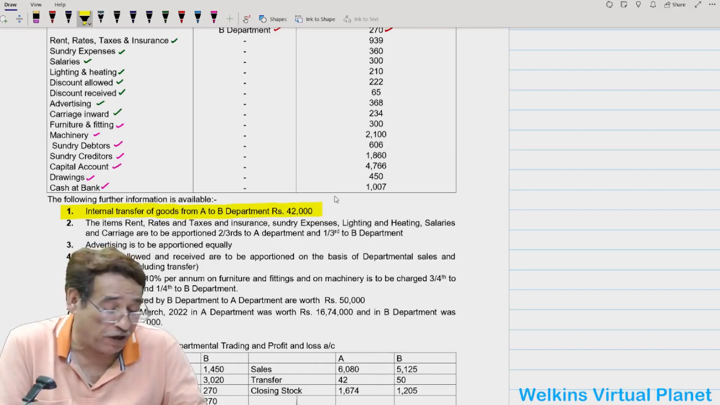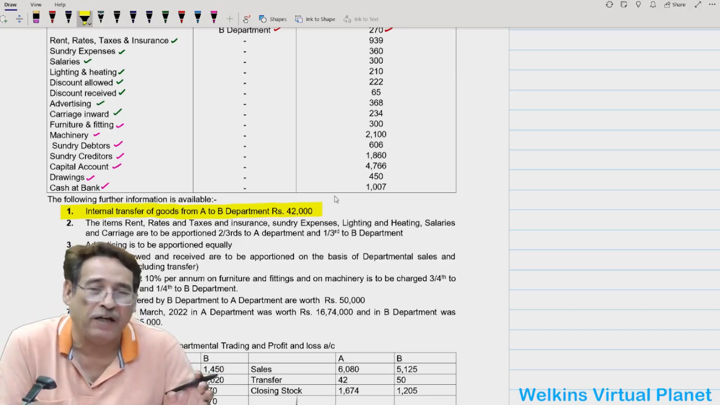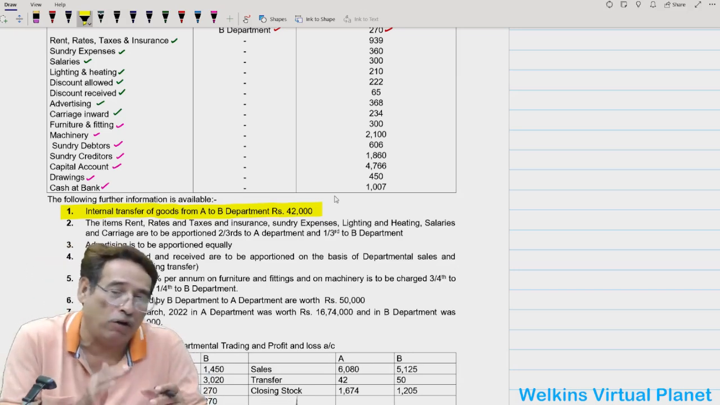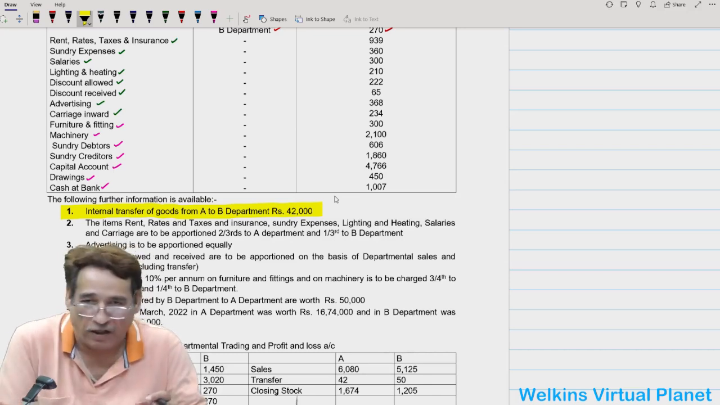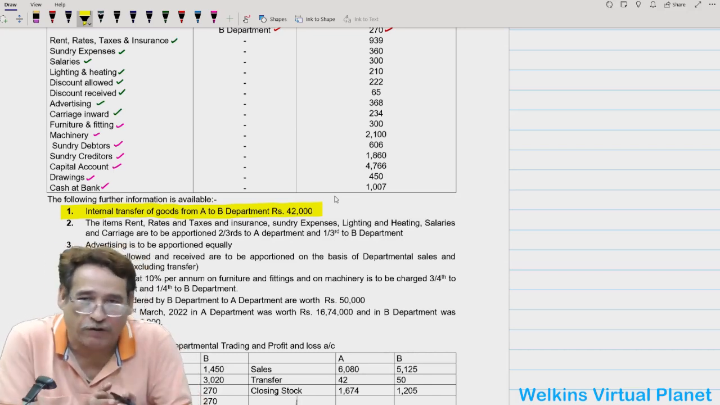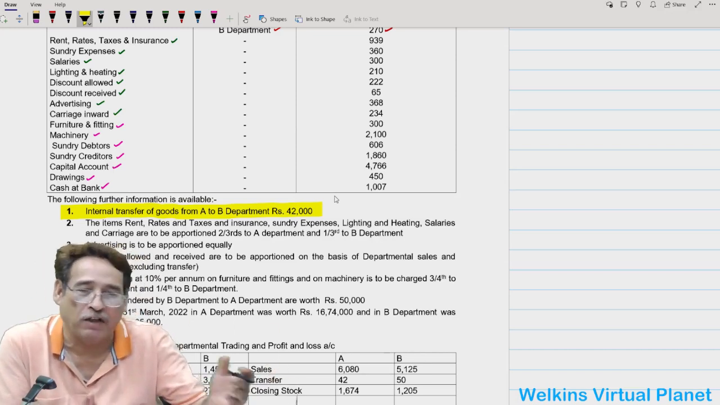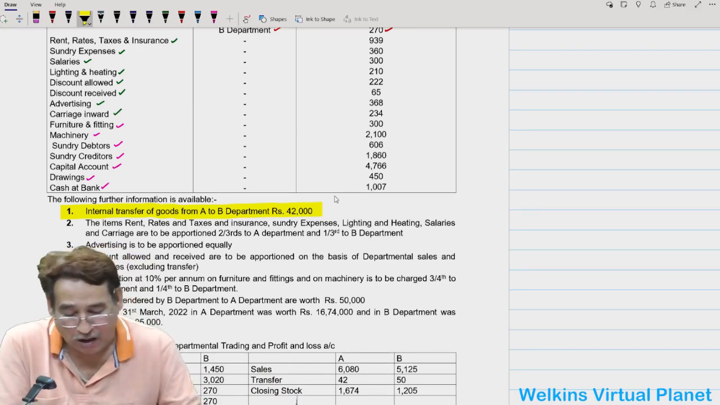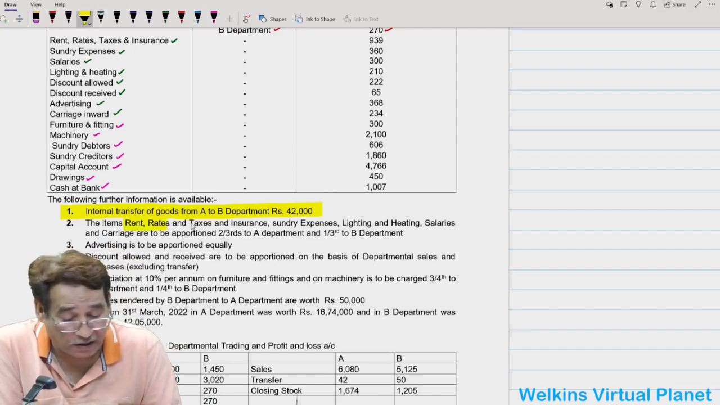When A transfers to department B, obviously it will be written towards the credit side in the column of A. But simultaneously, this item will also appear towards the debit side in the column of B. That means the department which receives the goods will debit the same. And similarly, the department which is transferring the goods shall write that particular item towards the credit side. That's all.